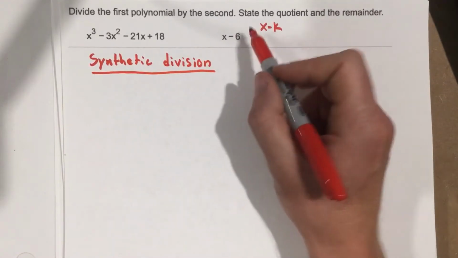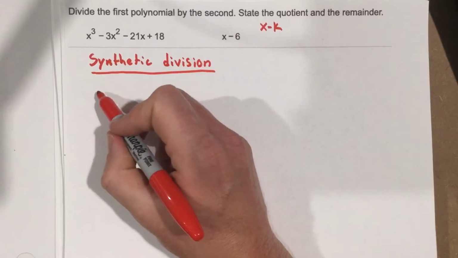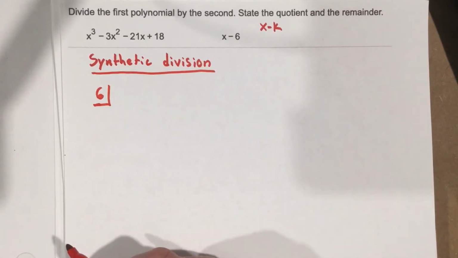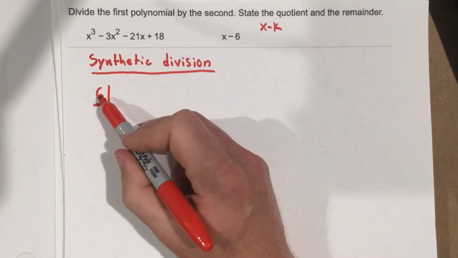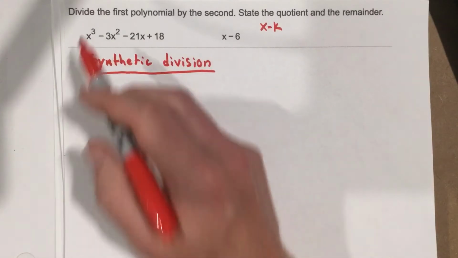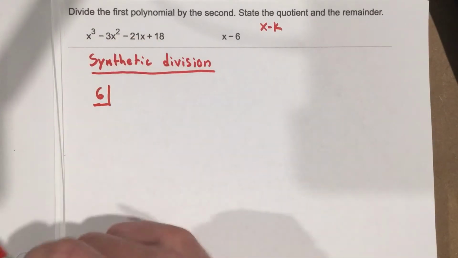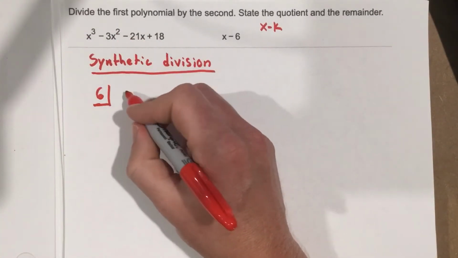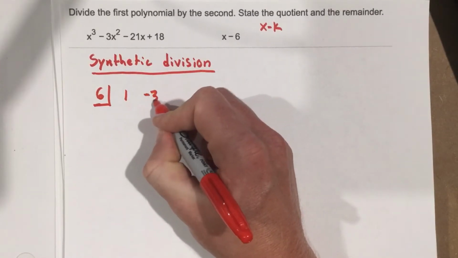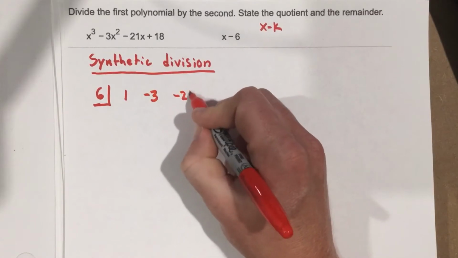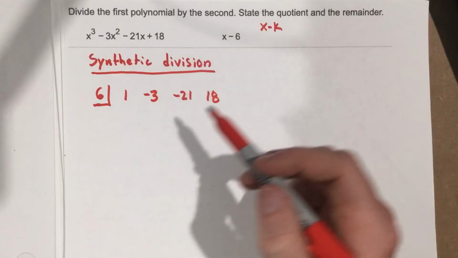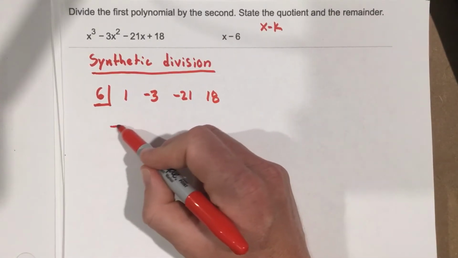So when we use synthetic division, we take the k term, and that goes in the upper right-hand corner. So we have 6 up here, which is going to be our divisor. And then we've got to take the leading coefficients here from each of these. So we're going to take the leading coefficient of x cubed, which is 1, leading coefficient of x squared, which is -3, then -21, and then 18. And if there's ever a gap, we need to make sure we put a 0 in there for that gap.